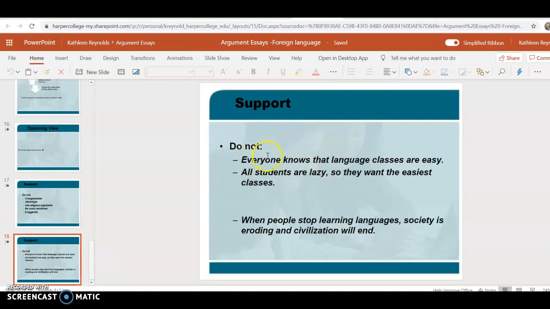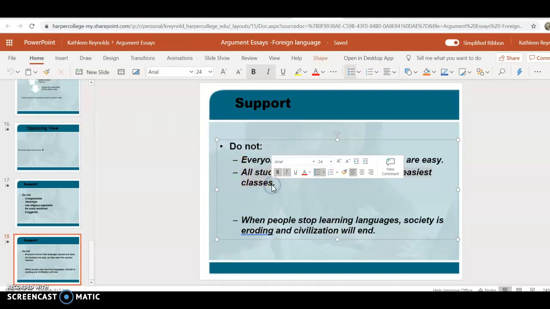I'm going to show you a couple examples. If we see this, "everyone knows that language classes are easy," don't do that type of support. Whenever you say everyone knows, I will tell you, some people do not know. And when they read your essay, they're like, oh, everyone knows that? I don't think so. They automatically stop reading. Here's another type of support we don't want to do: "All students are lazy, so they want the easiest classes." Hey, that is so offensive. You guys are not lazy. You guys are very hardworking. That is rude and alienates people when they're reading your essay.